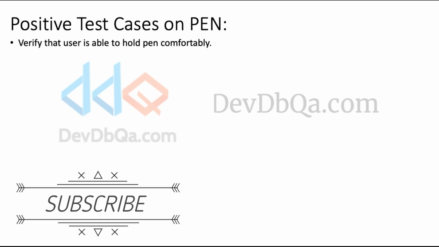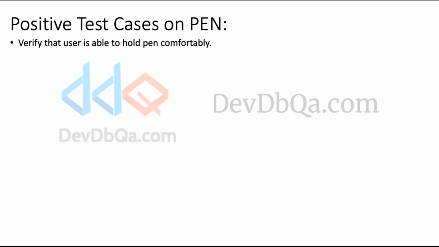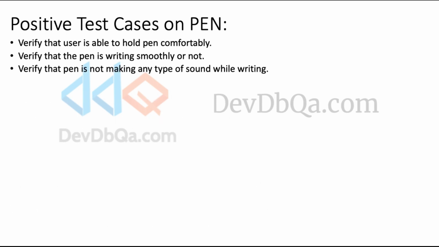Positive test cases for pen. Number 1, verify that user is able to hold the pen comfortably. So the user should be able to hold the pen comfortably. Verify that the pen is writing smoothly or not. We will check that the pen is writing smooth or not.